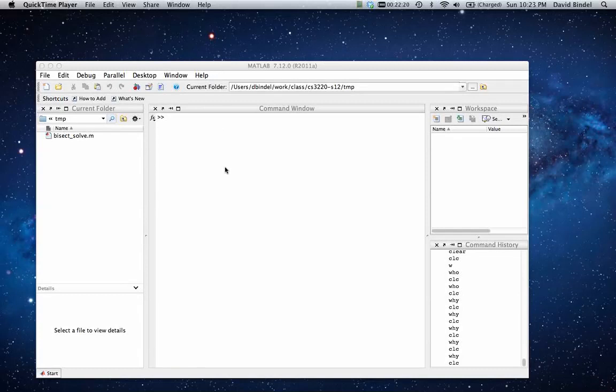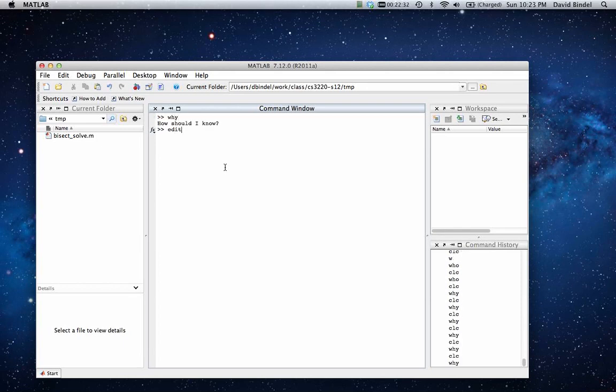Okay, let's try again. This time we're going to solve the same equation, but instead of using bisection or Newton's method, we're going to try the secant method. So why? How should I know? Anyhow, let's call this secant_solve.m.